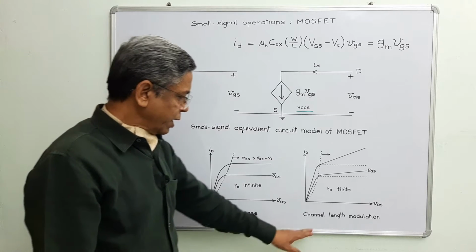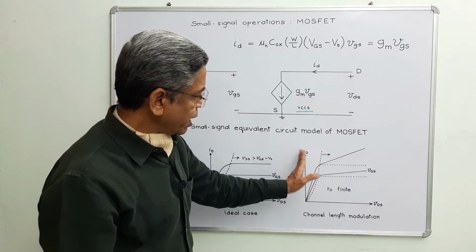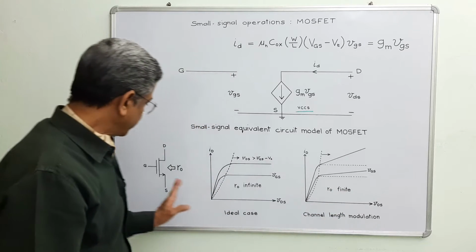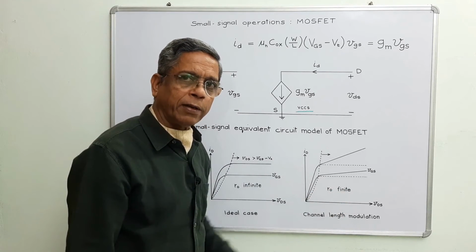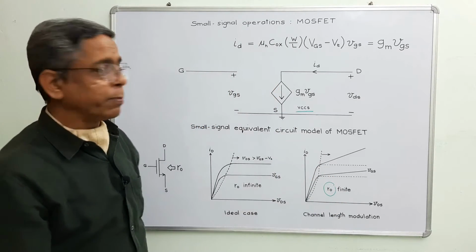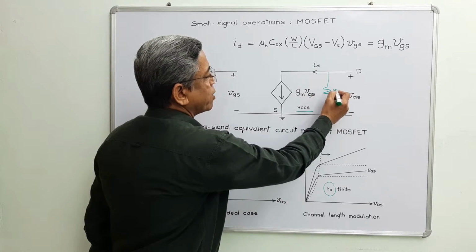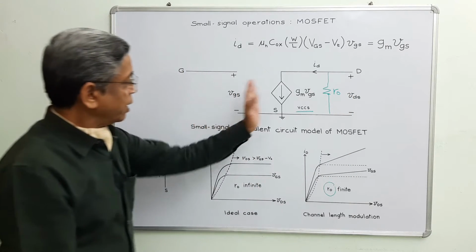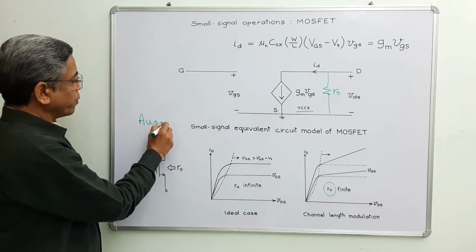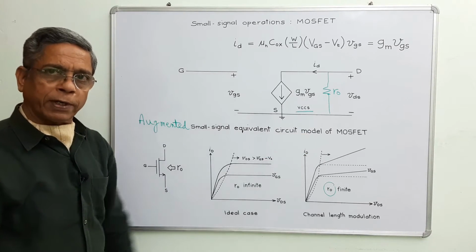Now, considering channel length modulation in real practice, we see there is a slope in the ID-VDS characteristics in the saturation region. That indicates the output resistance of the device is not infinite, it is finite. So we can incorporate this resistance in the existing model by putting one resistance in parallel with the current source. This is r0. So this circuit will be called the augmented small signal equivalent circuit model of the MOSFET.